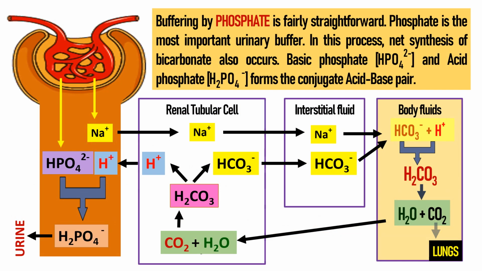Buffering by phosphate is fairly straightforward. Phosphate is considered the most important renal buffer. In this process, net synthesis of bicarbonate also occurs. Basic phosphate and acid phosphate form the conjugate acid-base pair. Everything else remains the same as in the case of renal bicarbonate buffering, except that here, hydrogen ions combine with basic phosphate and get eliminated as acid phosphate in the urine. It is also worth noting that hydrogen ions enter into the tubular fluid in exchange for sodium ions by utilizing the common transport protein known as sodium hydrogen exchanger or NHE.